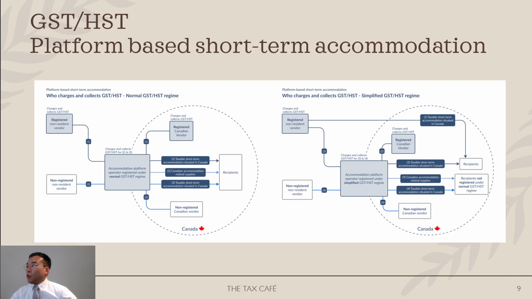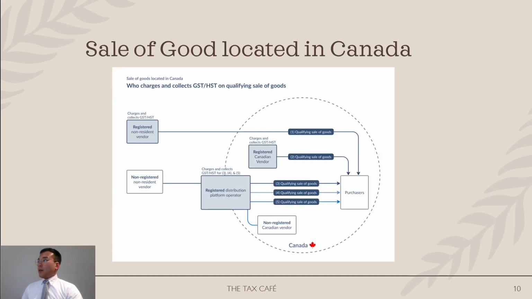So basically, that's what these slides are indicating. I know, for some reason, if I really try to look into it in detail, it's actually more confusing. So the next slides will discuss the sale of goods located in Canada, sold by the distribution platform operator, acronym DPO.